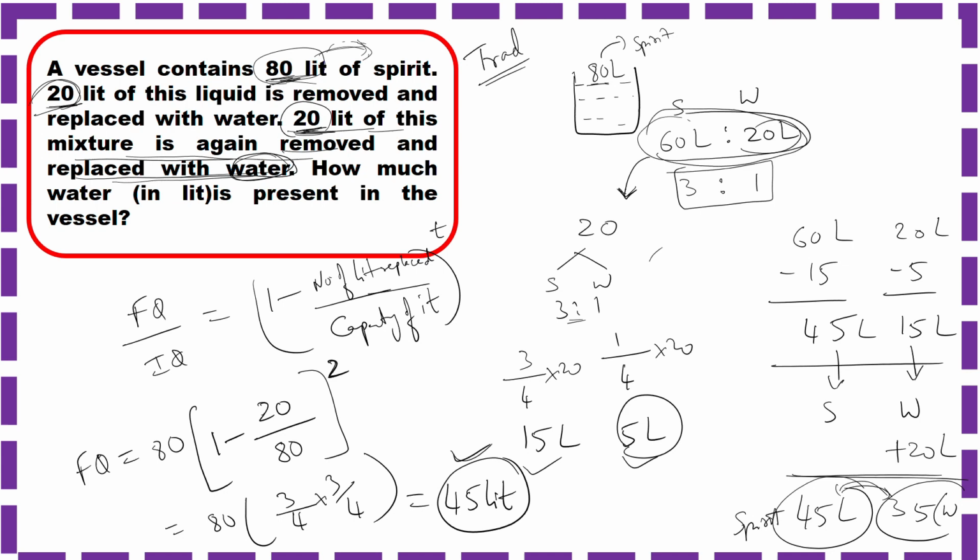And as 80 liters is the total quantity, 80 minus 45 is equal to 35 liters. This is the quantity of water. See, this one and this one are equal, right? So this is the formula method and this is the traditional method, right?